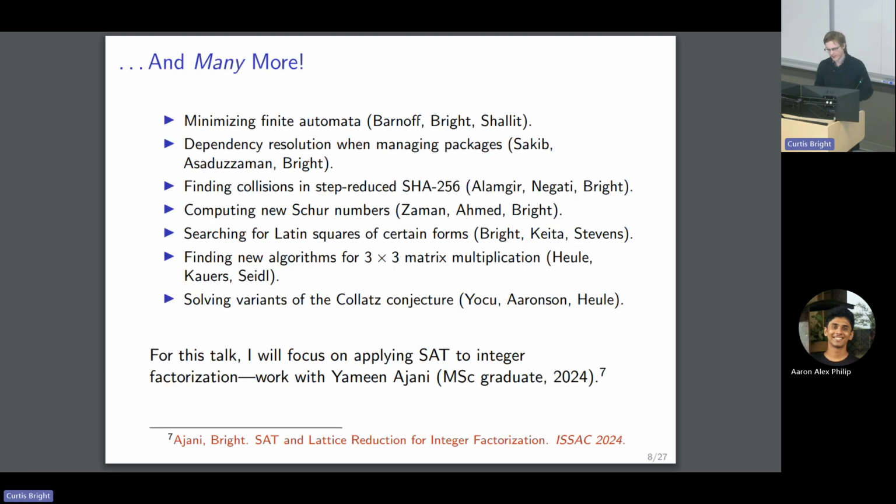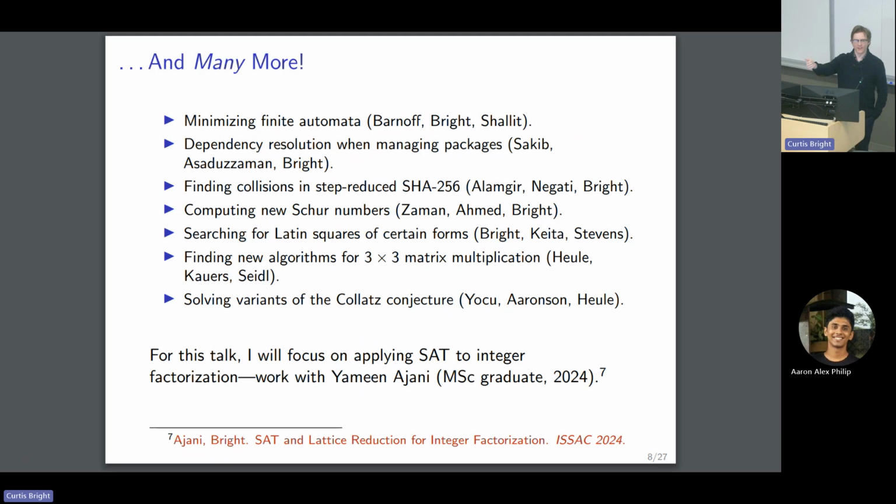And I could do an entire talk, or an hour, just on cool applications of SAT. I'm going to focus on one application, which, as I said, is integer factorization. But I wanted to list just some other cool ones, especially because the first 5 points here are students of mine at Windsor who are working on SAT. In fact, some of them are in this room.